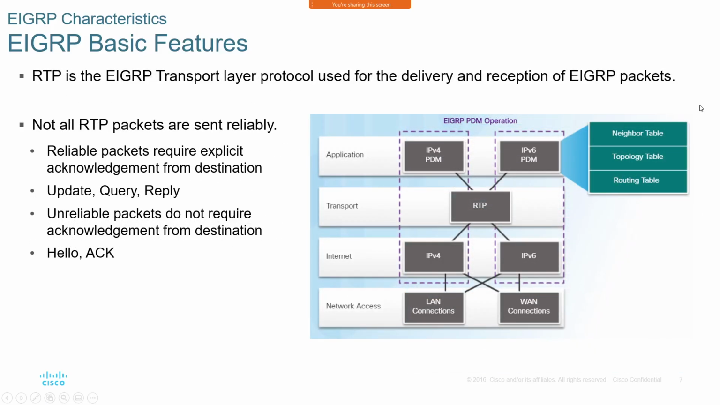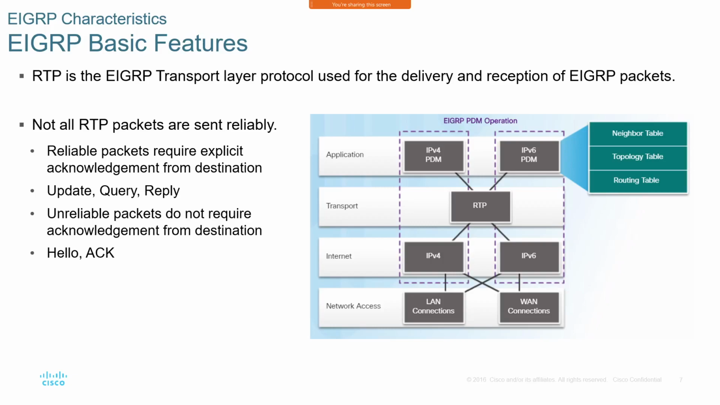Now, RTP, which is the reliable transport used by EIGRP, is a transport layer protocol used to deliver and receive EIGRP packets. Not all RTP packets are sent reliably, so some of them will not require an acknowledgement. For example, a hello packet doesn't require an acknowledgement. Another packet that does not require an acknowledgement is the acknowledgement itself. You don't need to acknowledge an acknowledgement.